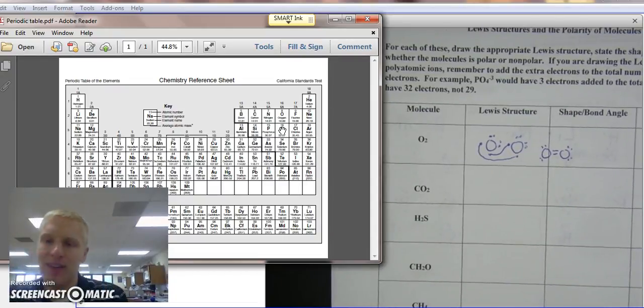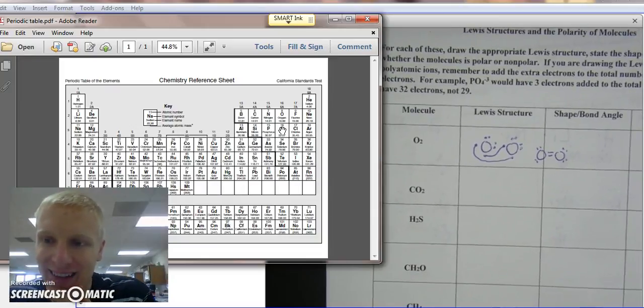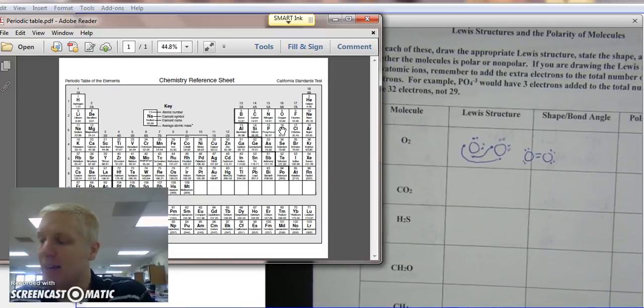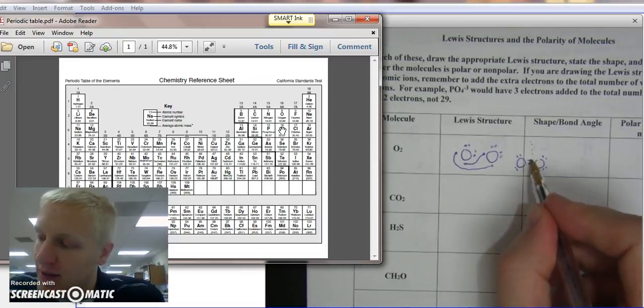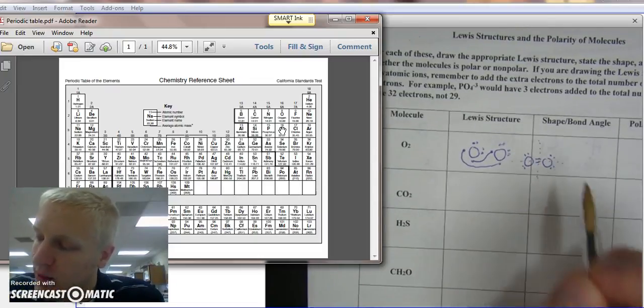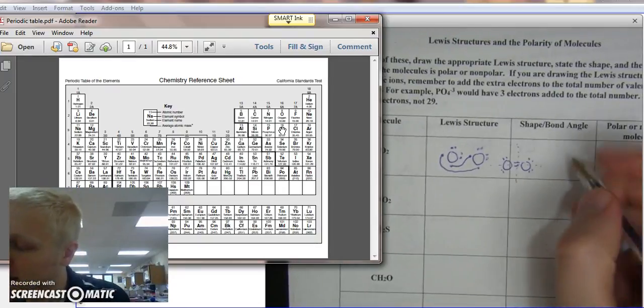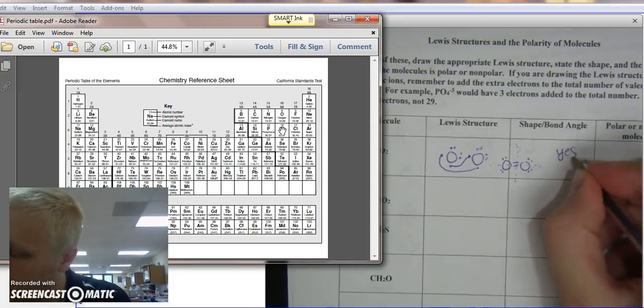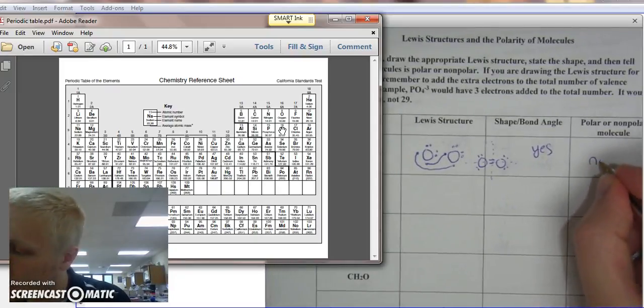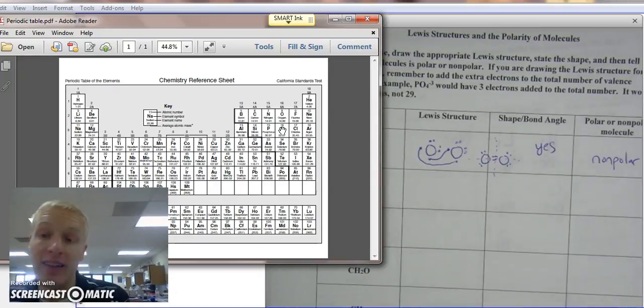Alright, then we have to ask ourselves a question. Is it symmetrical? Because the symmetry will tell us whether it is polar or non-polar. If you can cut it in half this way, and you can cut it in half this way, and it's equal on both sides, say yes to both, then it is non-polar. So, yes, symmetrical, so therefore non-polar. If it was not symmetrical both ways, then it would be polar.